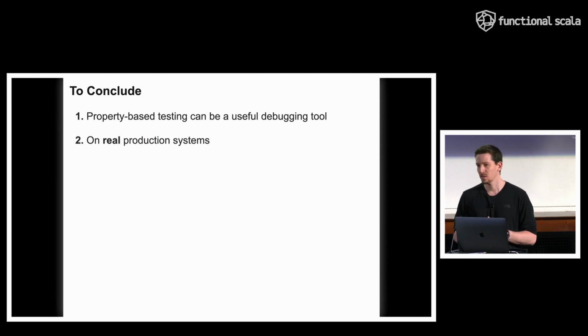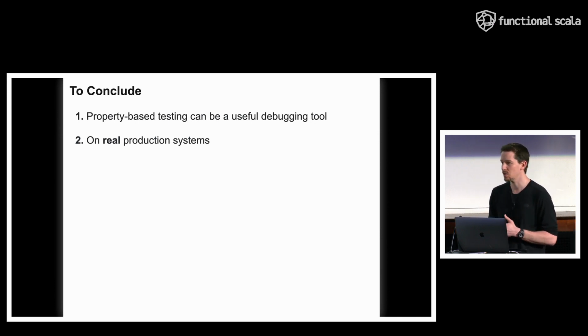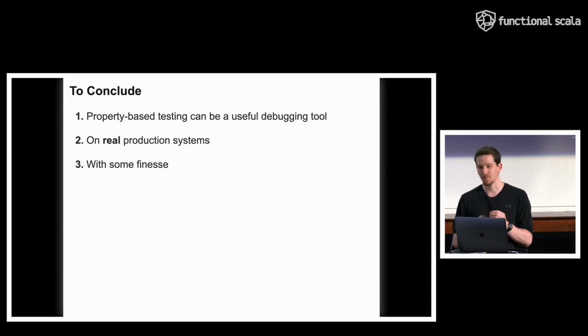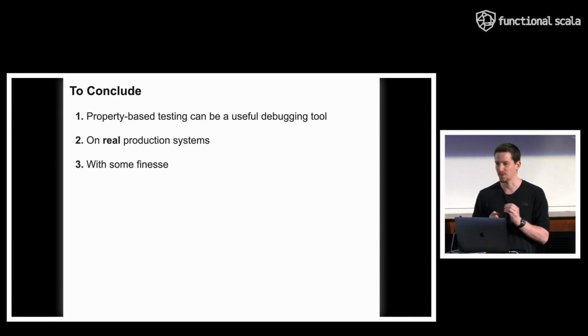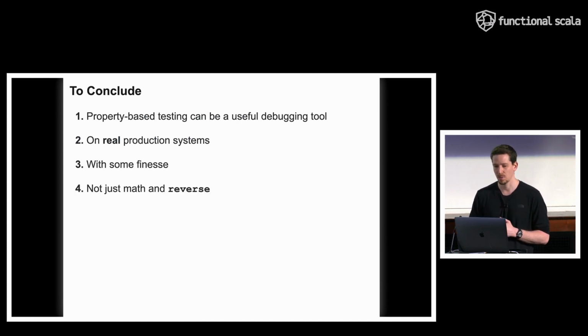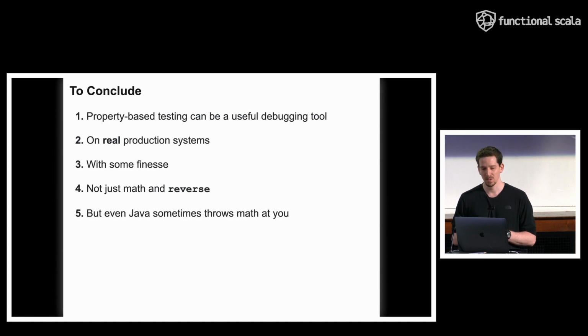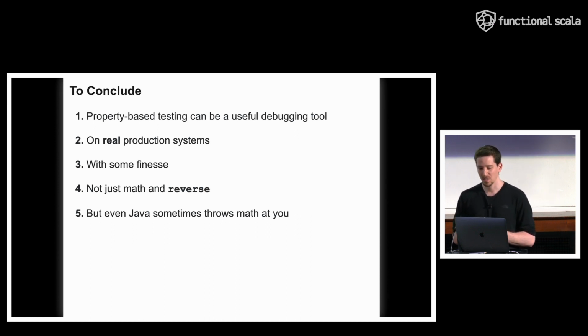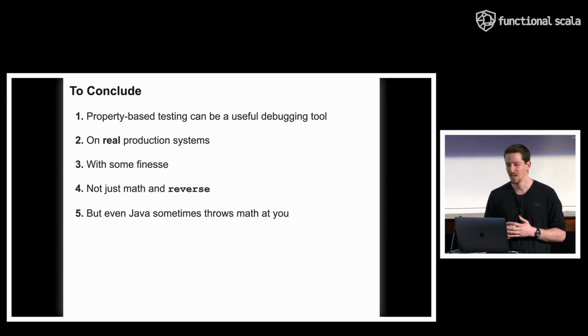And I hope this case study illustrates the point that this tool is powerful enough to be used for real production systems, not just toy examples and mathy stuff. Nothing is magical though. We did need some fine tuning and had to use finesse to generate the data properly, which is something that requires practice. But this should serve to show that property-based testing is more than math and reverse. You can do stuff that's relevant to your day-to-day work as software developers. And as a final twist, it appears that sometimes even Java can throw math at you. So we got to use properties in the more classical setting as well. And this concludes this study.